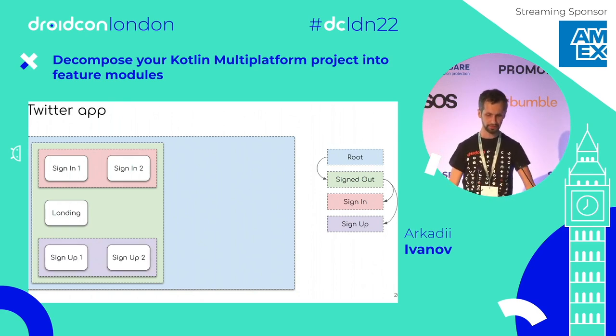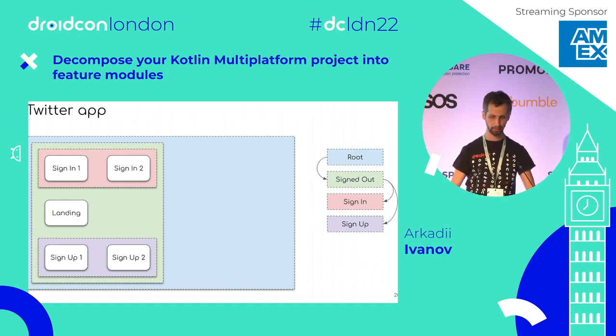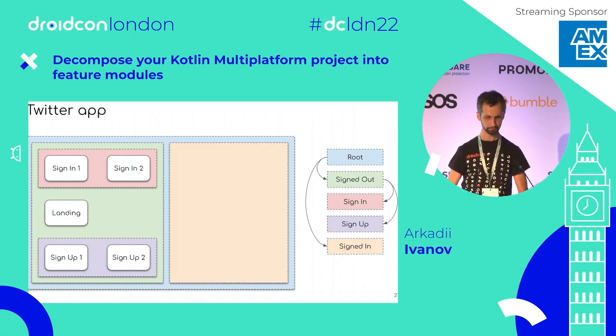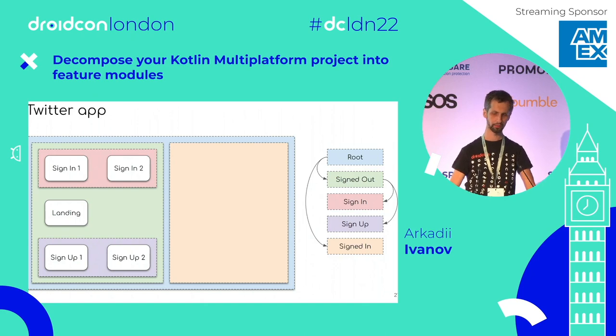And the same story with sign-up scope. It contains screens for the registration flow and navigates between them. Once the user is signed in, the root scope can destroy the sign-out scope, the green one, and create another one, sign-in scope, orange color.